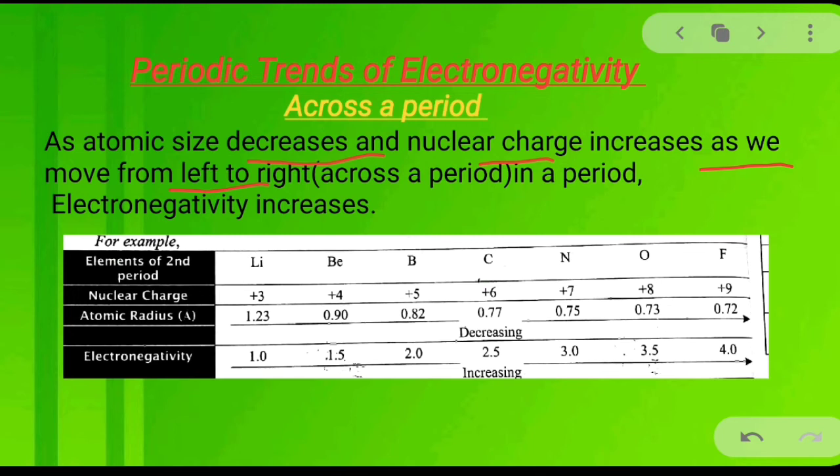I have not taken here the noble gases because the electronegativity value of the noble gases is approximately 0. They have no tendency to pull the shared pair of electrons towards themselves. So, now you can see in the second period, when we move across the period from lithium to fluorine, the nuclear charge increases gradually and hence the atomic radius decreases. As the atomic radius decreases and nuclear charge increases, the electronegativity value also increases across a period.